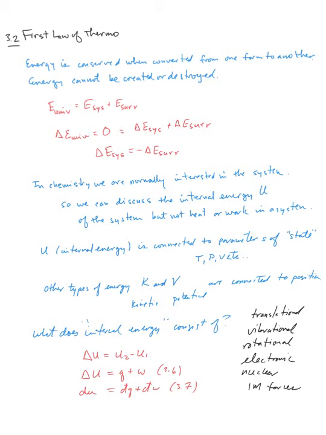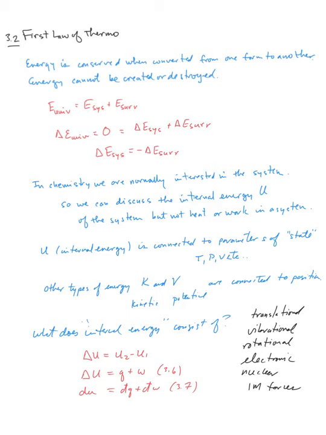So for Chapter 3, Part 2, we're going to explore the first law of thermodynamics more precisely. As I say here, energy is conserved when converted from one form into another. Energy cannot be created or destroyed. Both of these sentences are versions of what is meant by the first law of thermodynamics.